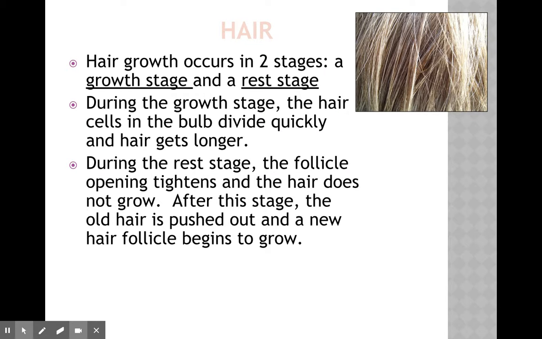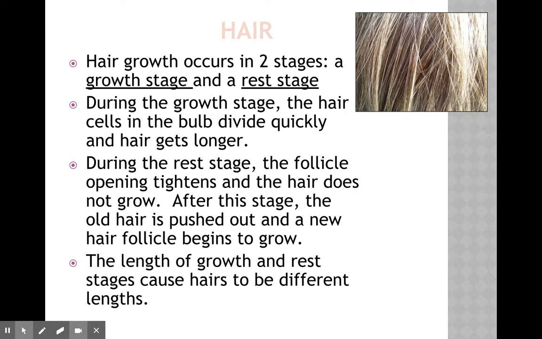During rest stage, the follicle opening tightens, so that area on the surface of the skin where the hair comes out tightens, and the hair can't grow. Okay, so after this stage ends, the old hair that was kind of hanging out there building up will actually finally get pushed out, and the follicle will allow for hair to begin to grow again. But during the rest stage, the name implies what it does. There's a rest. There's not a growth. The length of growth and rest stage causes hairs to be different lengths, right?